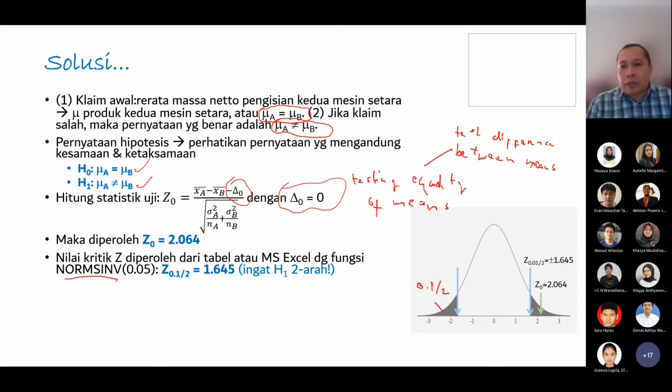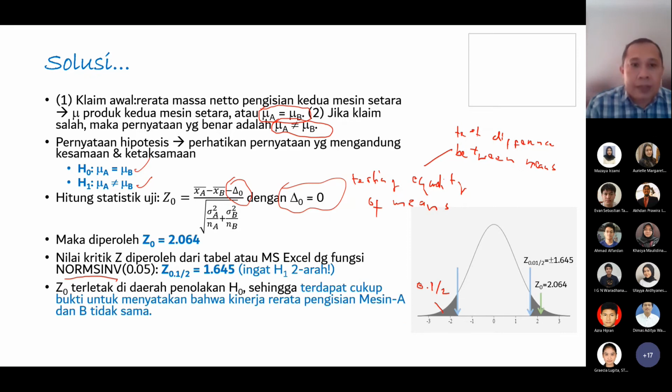And the Z0 is located there. Okay, so clearly it is located in the rejection region, right? So we say that there's enough evidence to state that the means of filling weight of machine A and machine B are not the same. Okay, so there's enough evidence to reject H0. Okay, I think this one is pretty clear.